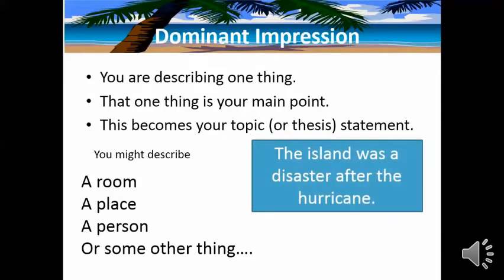Let's try, the island was a disaster after the hurricane. What's the dominant impression here? We know the topic is the island, but what are we saying about the island? We're saying that the island was a disaster after the hurricane. So the disaster is our dominant impression, and that's what we want to describe.